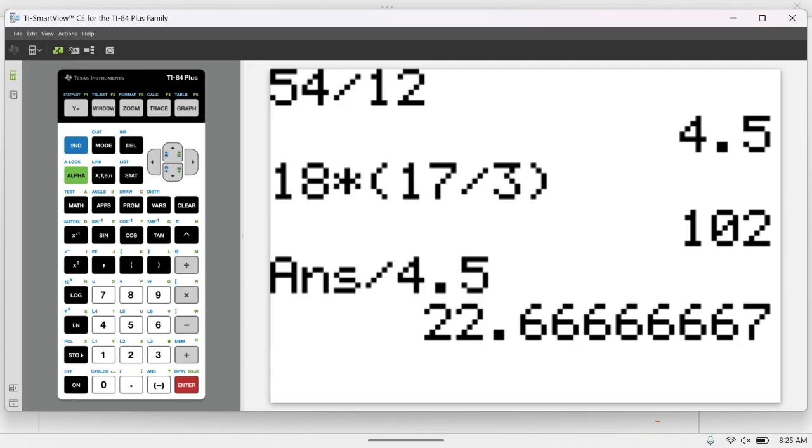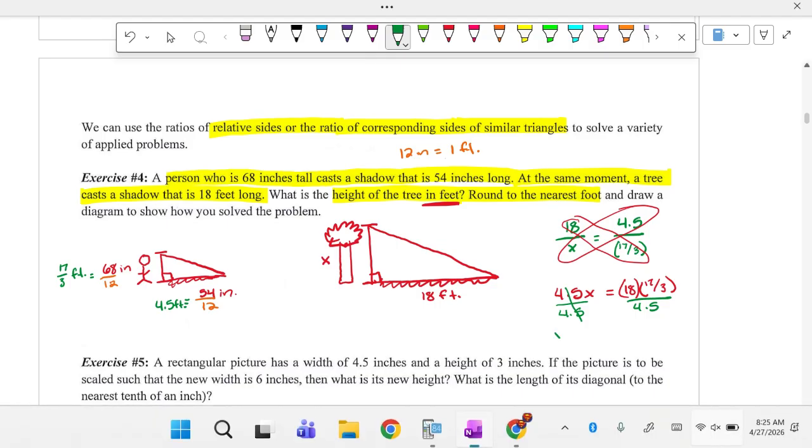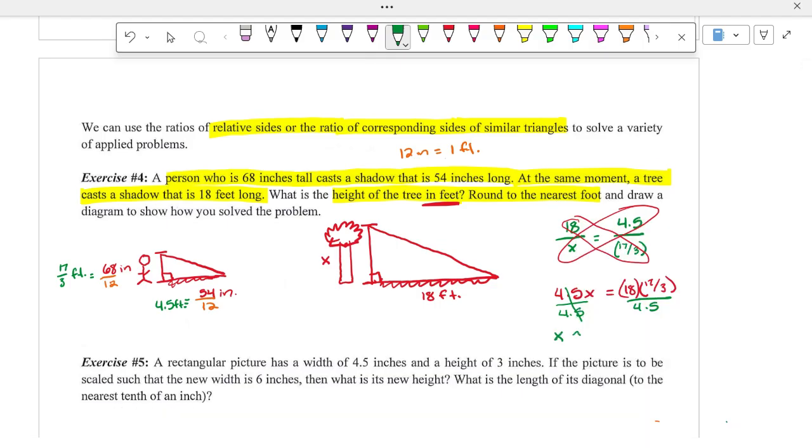Now, it said to round to the nearest foot. So if I round that, about how many feet is that tree? So if I round to the nearest foot, not 3, to the nearest foot. So it's already in feet, so we just got to round that 22.666. 23. So x is approximately 23 feet. That's how tall the tree is.